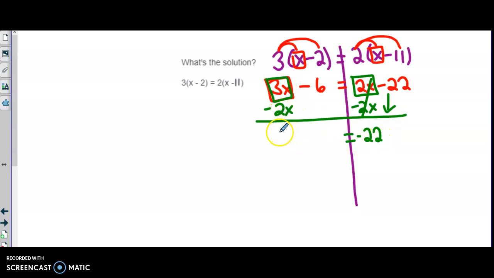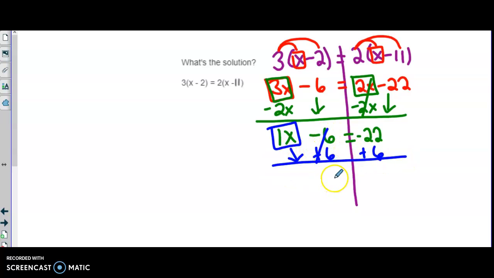3x take away 2x is 1x. And remember, we don't always write the 1 there. You could just write it as x if you wanted to. I'm still trying to get the x by itself. So now I need to look on the side that has the x and see what to get rid of. I need to get rid of my minus 6. The opposite of minus 6 is to add 6. So I'm going to bring down my 1x. And remember, you don't have to have the 1 in front of it. If the 1 bothers you, just leave it off. x and 1x are the same thing.